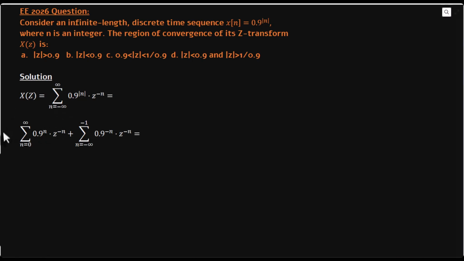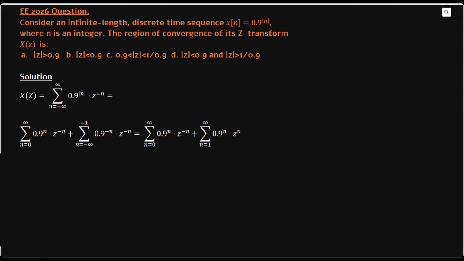The next step will be making sure that these two sums converge. It'll be more convenient to write the sum as a sum that goes from 1 to infinity, and thus flipping the sign of these two n's.